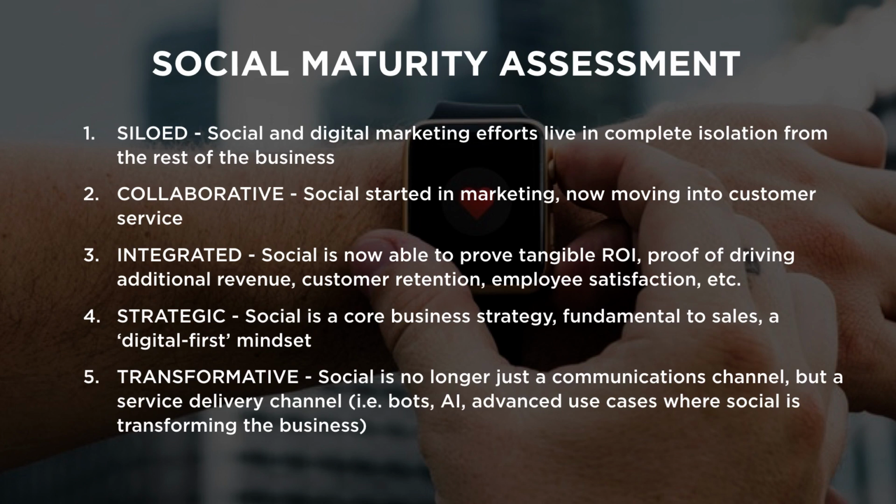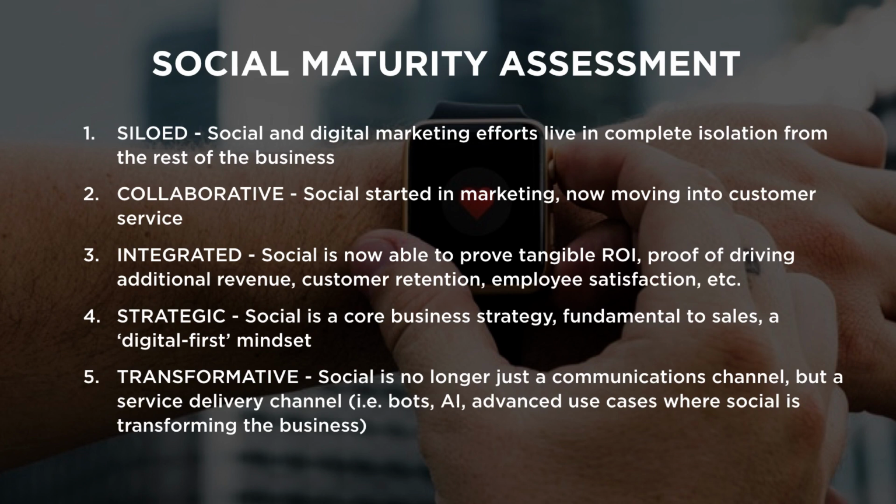Integrated. Social is now able to prove tangible ROI. Amen. Hallelujah. Proof of driving additional revenue, customer retention, and that nurturing loyalty factor that we're all aiming towards, employee satisfaction, etc. It's a nice integrated holistic approach. Number 4, strategic. Social is now a core business strategy. It's fundamental to sales. It's a digital first mindset. Look no further than the Hootsuites, HubSpots, social media, or essentially any kind of software program that has to do with marketing, measurement, automation, scheduling, etc. And they are using social as a core business strategy for sure.